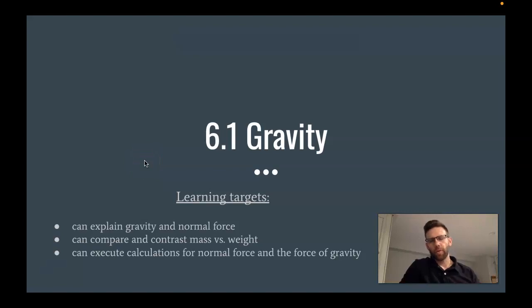Hi everyone, so the goal of this video is to understand gravity. The learning targets are to explain gravity in normal force, compare and contrast mass versus weight, and execute calculations for normal force and the force of gravity.